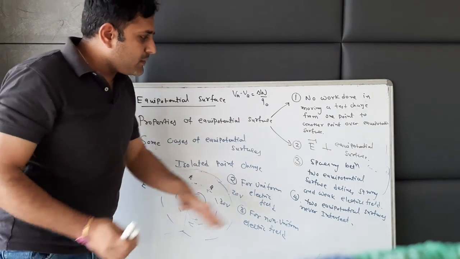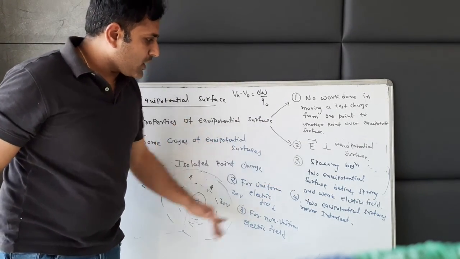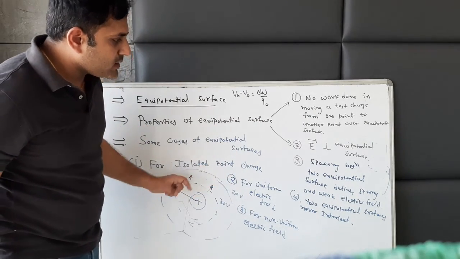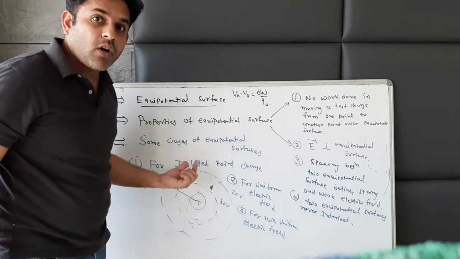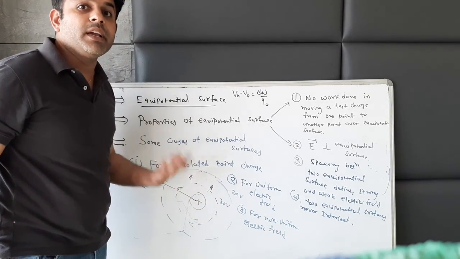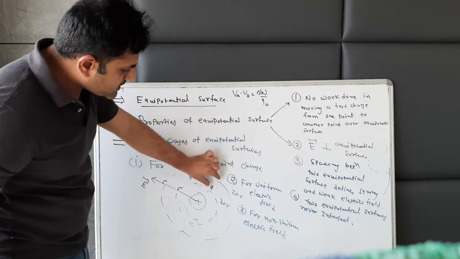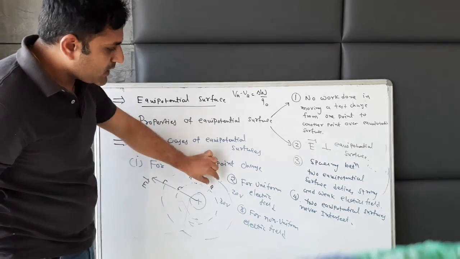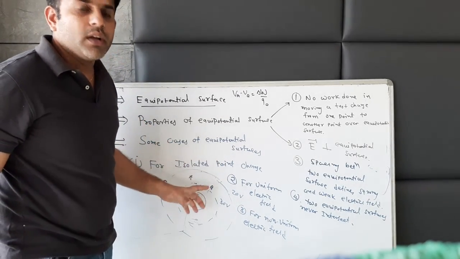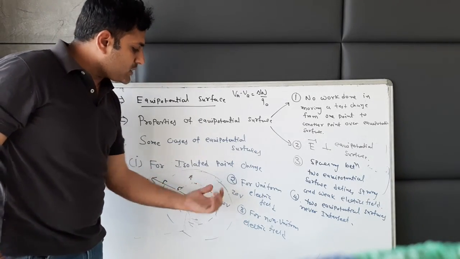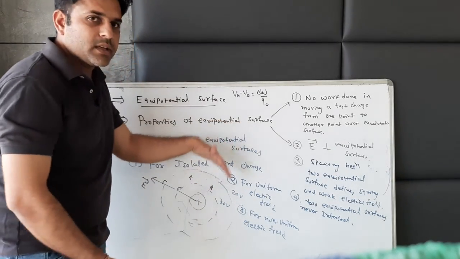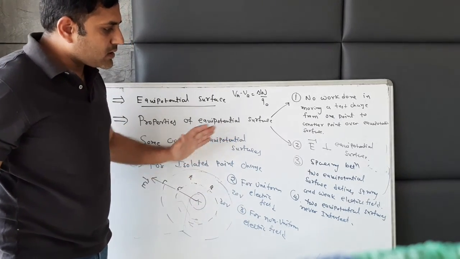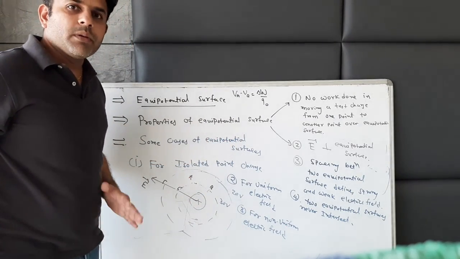And the spacing between equipotential surfaces, this is the spacing. Spacing between equipotential surfaces defines the strong electric field and weak electric field. If the space is very narrow, with all equipotential surfaces crowded, then the electric field is strong. And if the equipotential surfaces are far away from each other, then the electric field is weak. So that is the third property of the equipotential surface.